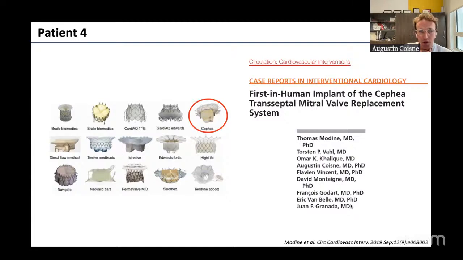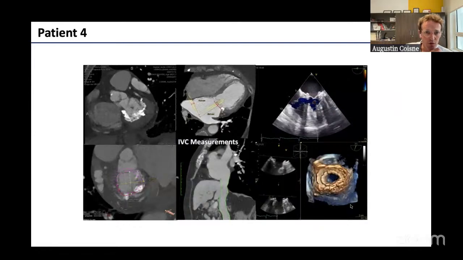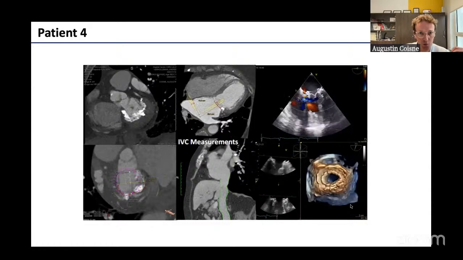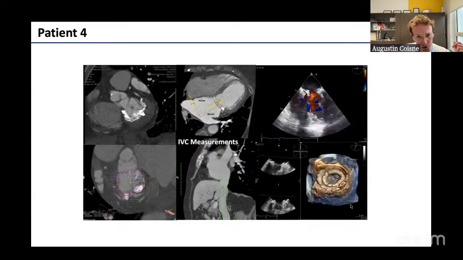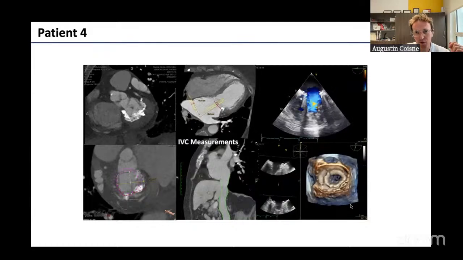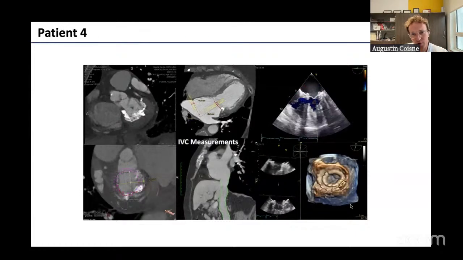So in this patient, we were not able to propose a Tendyne device because of the risk of LVOT obstruction. So we proposed a CFA, which is a transseptal valve replacement system. We did this first implantation with Thomas and Juan Granada. It was 6 years ago. And it's the same, we did an analysis of the CT scan. As you can see, it was a severe MAC. We modelized the device. We looked at the transseptal puncture and, of course, the inferior vena cava measurement. And at the end, we were able to achieve a very good implantation with a trace residual MR because of the calcification.